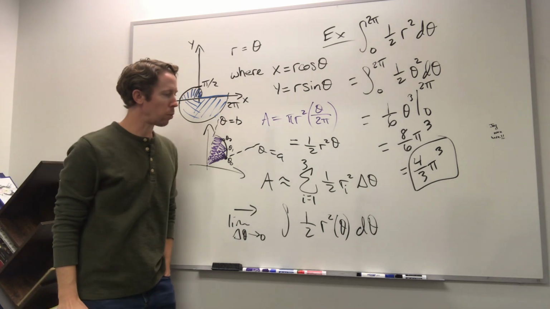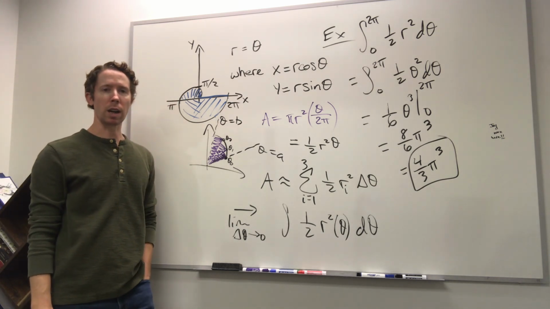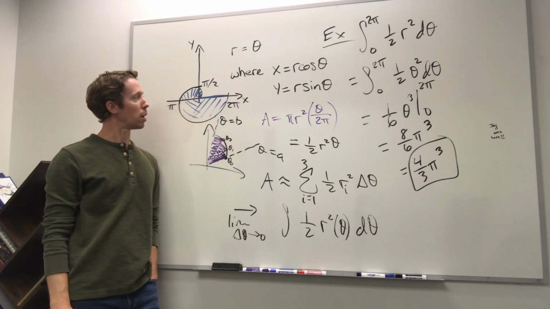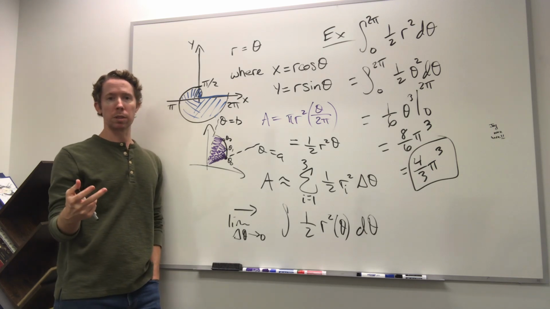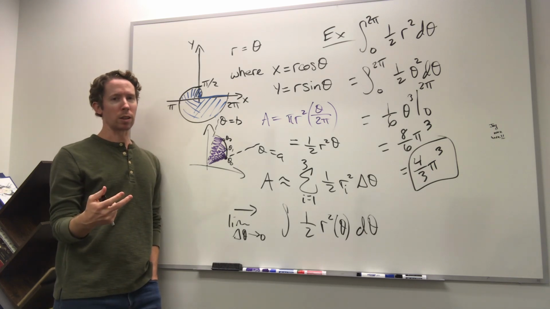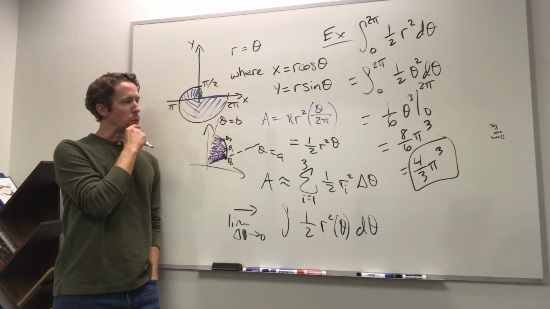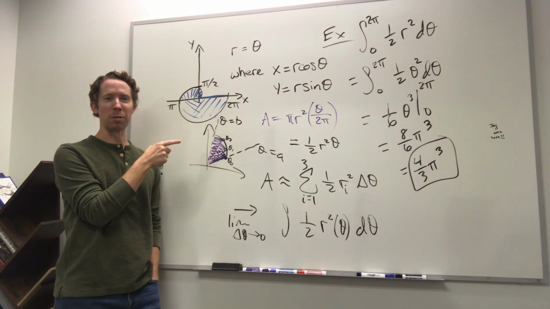If you've played around with polar coordinates and different kinds of functions that can be represented with polar functions, you know that there are unique shapes that you can't describe without using polar coordinates usually. So this formula is very helpful in those contexts.